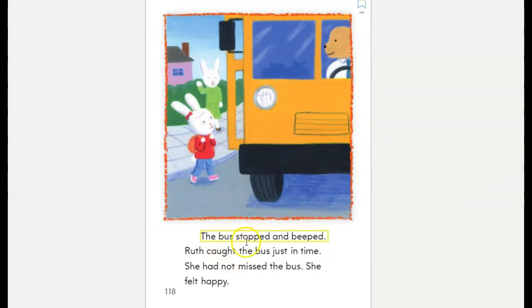The bus stopped and beeped. Ruth caught the bus just in time. She had not missed the bus. She felt happy.